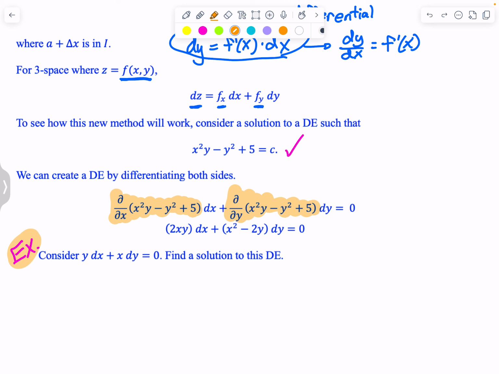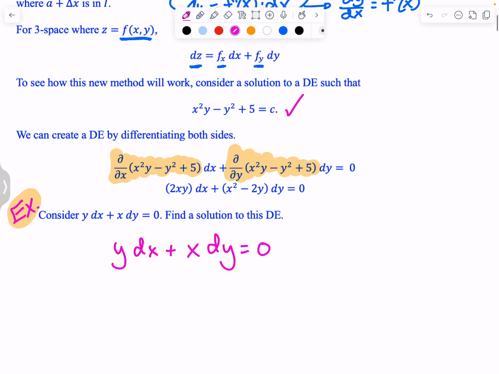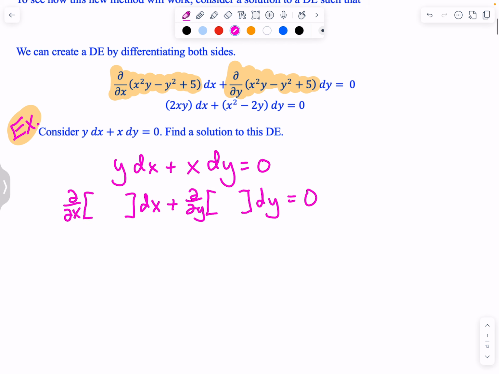We're going to have a full method for this and how to test whether it's true or not. I'm going to give a very simple case here. Consider y dx plus x dy equals 0. I'm going to try to write this out as the partial d dx of something times dx plus d dy of something times dy equals 0. We have to sit and eyeball it for now because I haven't given you a method, but we can think this out.